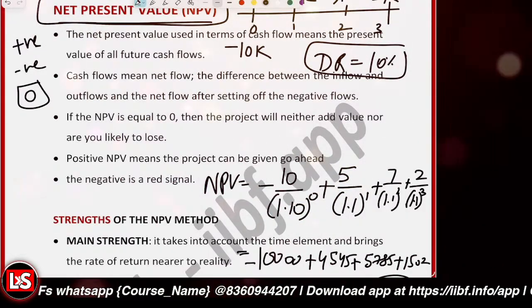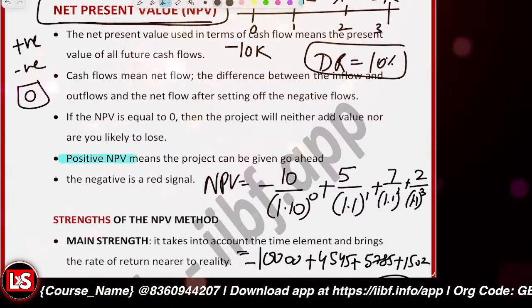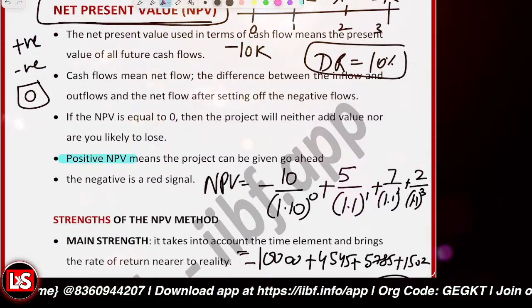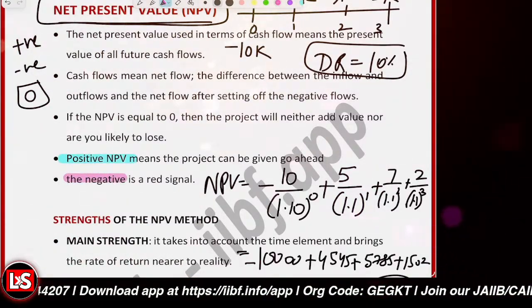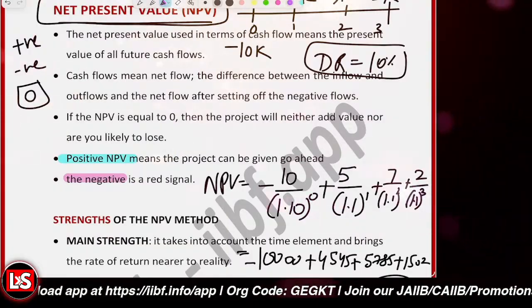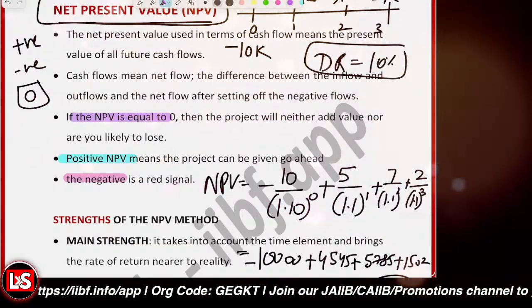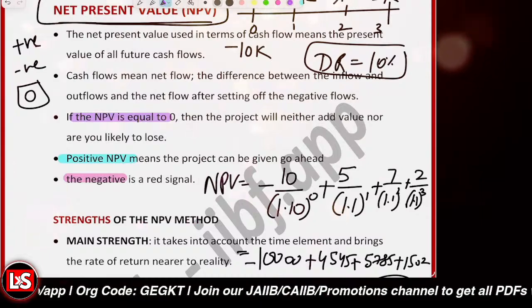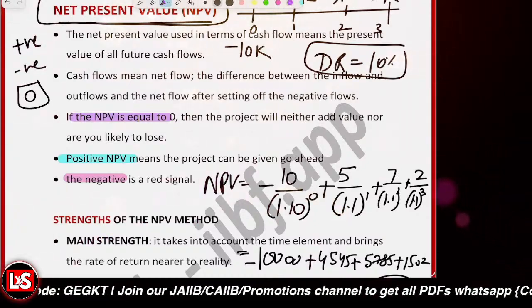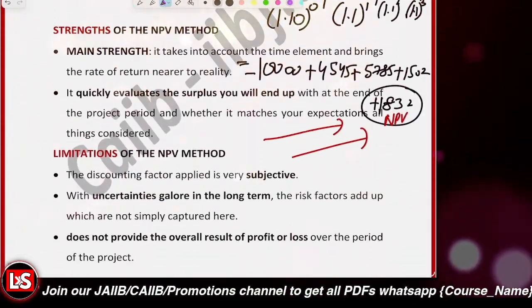Getting it? So this is what is told over here. Positive NPV means you can go ahead with the project. If it is negative, it's a red signal. Don't go for it. And if it is zero, then it's not going to add any value to you, but you're not going to lose anything. Okay. So this is how we can be using the NPV.